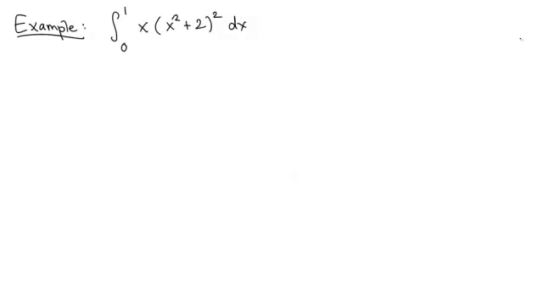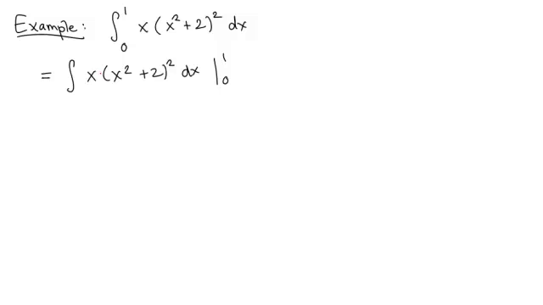Let's try a definite integration problem. The definite integral from 0 to 1 of x times x squared plus 2 quantity squared dx. Now, according to the fundamental theorem of calculus, we need to dig up an antiderivative of x times x squared plus 2 squared dx, and then we can evaluate that from 0 to 1.